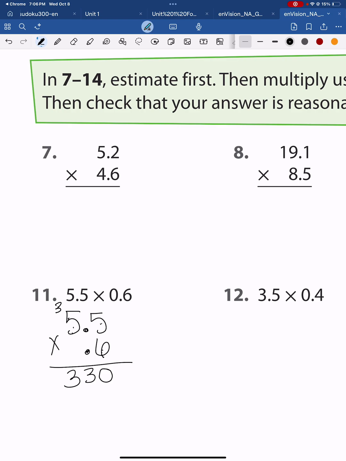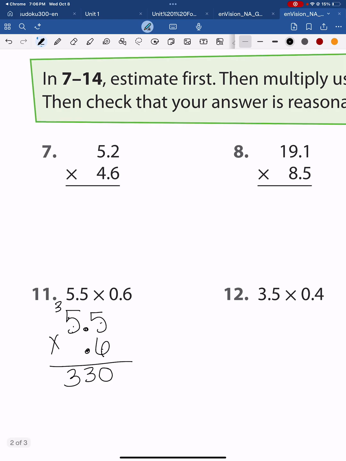All right, so now is where we bring the decimals back into it. So we are going to count how many decimal places there are to the right of the decimal. I'm going to underline them. There's 1 and there's 2. You count them in both factors. So there is a total of 2 decimal places.